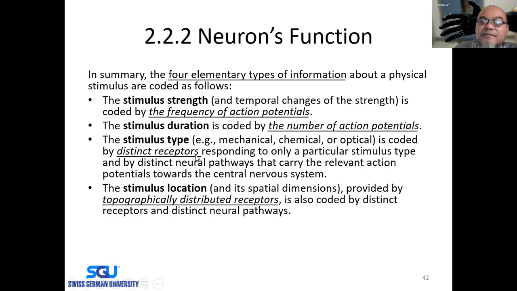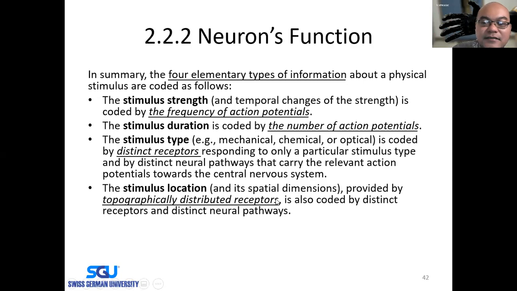Then the stimulus type, mechanical, chemical, or optical, is coded by the type of the receptor, a distinct receptor. So a mechanical sensory neuron will be different from a chemical sensory neuron, and different from an optical sensory neuron. Each is a distinct receptor responding only to a particular stimulus type, and by distinct neural pathways that carry the relevant action potentials towards the central nervous system. So from which position does the CNS know, oh, this response is coming from optics, from the eye. This one is coming from the tongue, chemical. This one is coming from the skin, mechanical action.